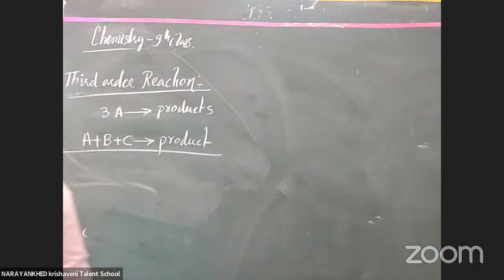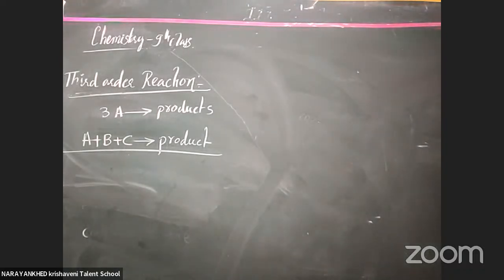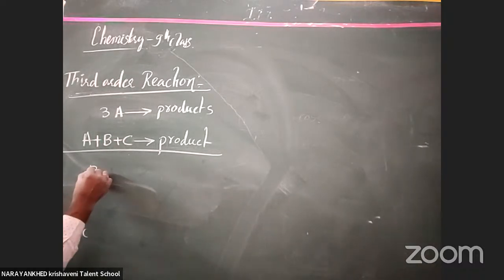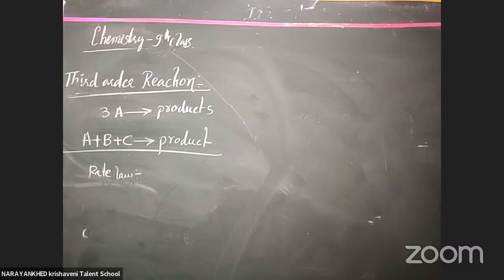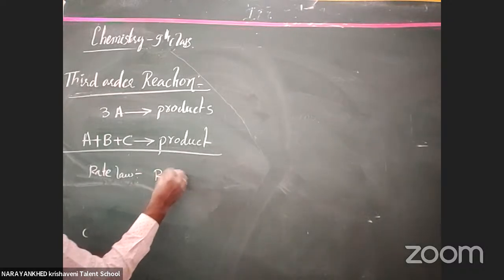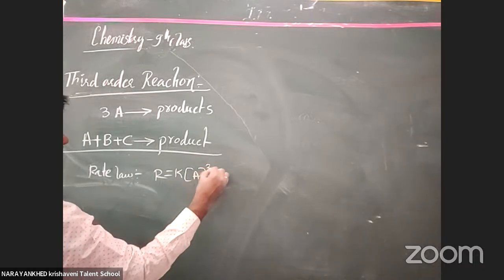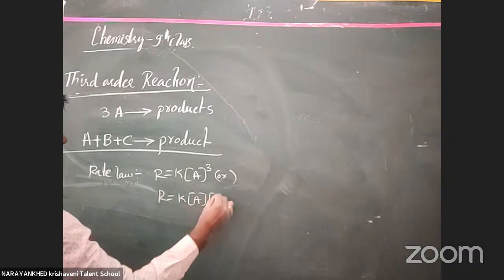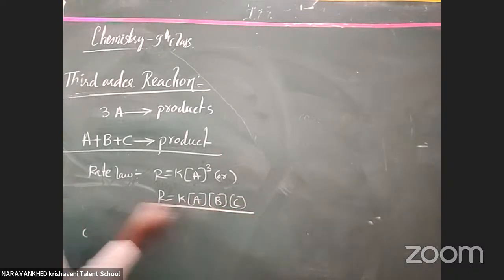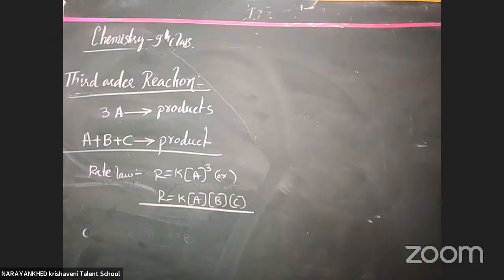Next, we consider one more thing: the rate constant and half time period. The rate law, as you know very well, can be written in two ways. R is equal to K into A to the power of 3. It is also written as R is equal to K into concentration of A, concentration of B, concentration of C. These are the three terms we have to write here. Got it or not? This is the rate law for this.